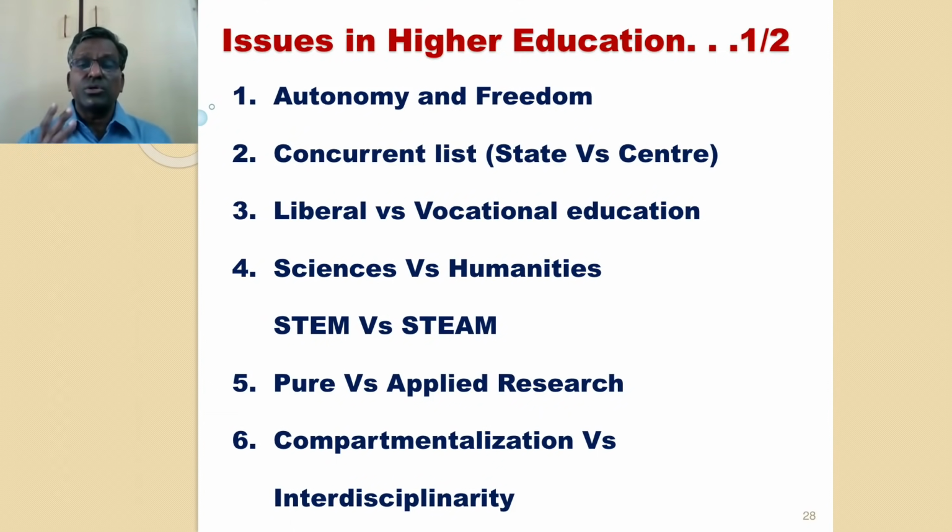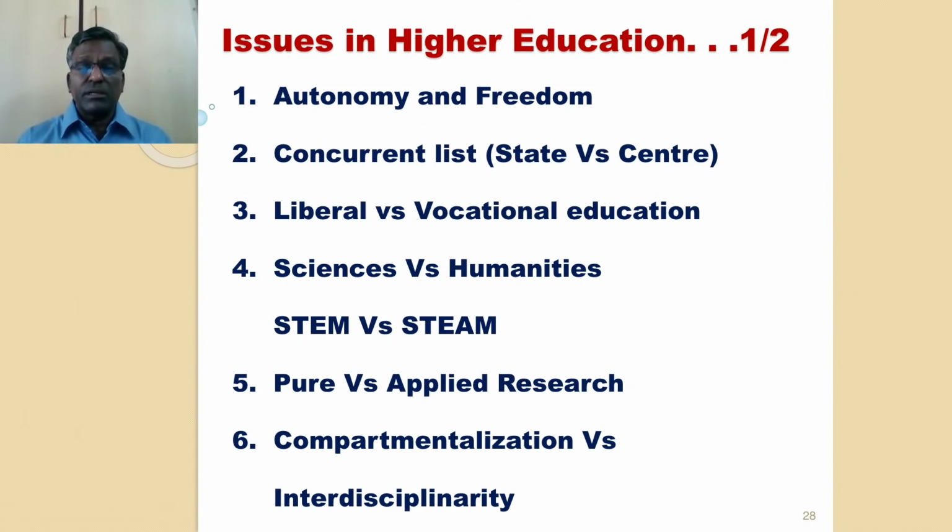Are we really autonomous when it comes to framing the curriculum, when it comes to including a particular text, when it comes to excluding a particular text from the curriculum? When it comes to teaching and evaluation, do we have the autonomy? Do we have the freedom? Or does the university control colleges, particularly if you're an affiliated college or a constituent college, does the university dictate terms? Now, these are major questions that we have to ask, and this is related to the second point.